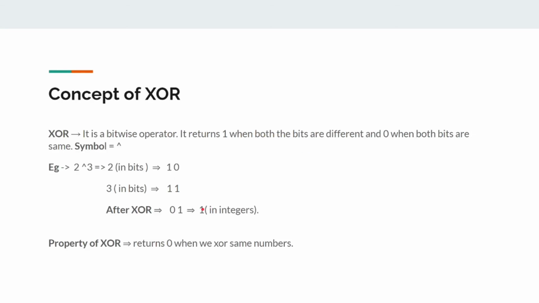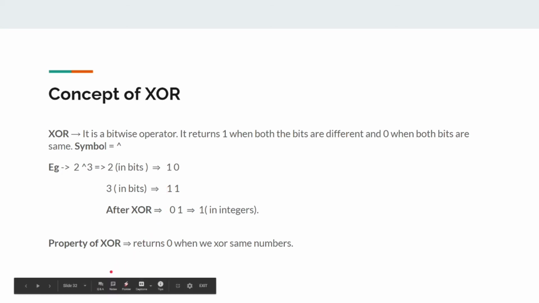Now you can see that if we XOR the same numbers, that is 2 and 2 or 3 and 3 or any same numbers, they will result in 0, because all the bits are the same in both the numbers, and our XOR returns 0 whenever there are same bits. So this is the property of XOR that we will actually use to solve our missing number problem.